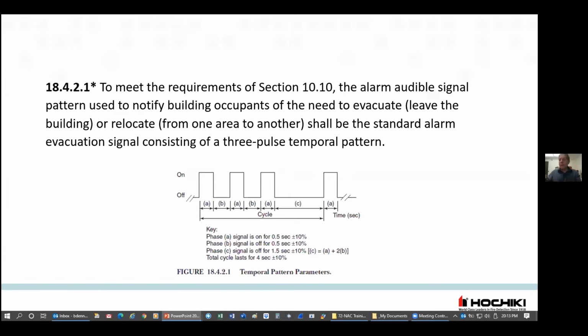It's a definite 3-pulse pattern, half second on, half second off, and it follows this sort of format as is shown here. This is actually required as a part of NFPA 72. So for fire alarm sounds, they should follow this temporal 3-pulse pattern.